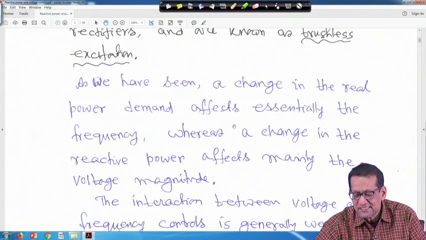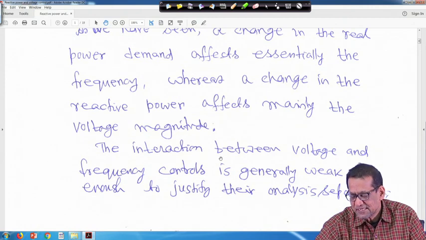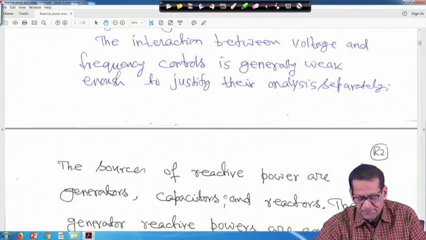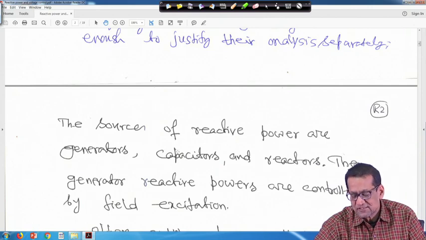So, as we have seen, a change in the real power demand affects essentially the frequency, whereas a change in the reactive power affects mainly the bus voltage magnitude. So, the interaction between voltage and frequency controls is generally weak enough to justify their analysis separately. So, the sources of reactive power are generators, that is synchronous generators, capacitors and reactors. The generator reactive powers are controlled by field excitation.